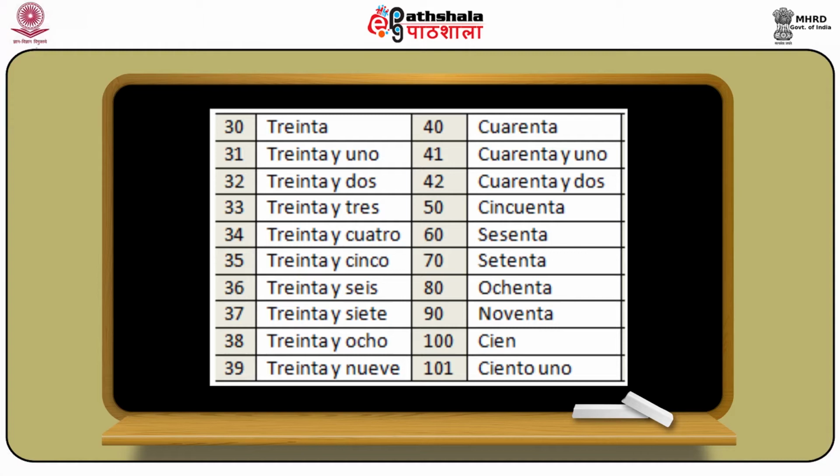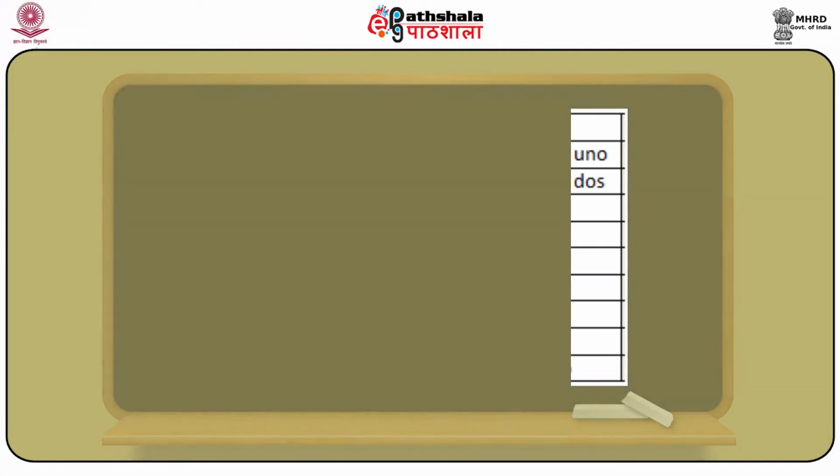So 60 in Spanish is sesenta. So 61 will be sesenta y uno, 62 sesenta y dos, likewise till we reach 70, and 70 will be setenta. In the same way, 80 will be ochenta, 90 will be noventa, and then comes the 100, that is cien.